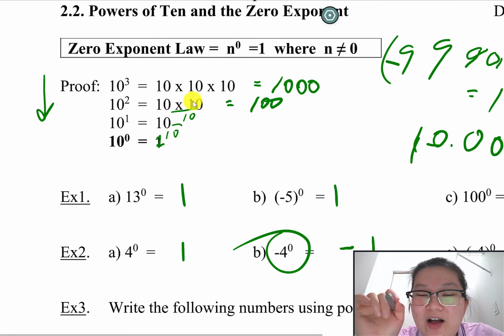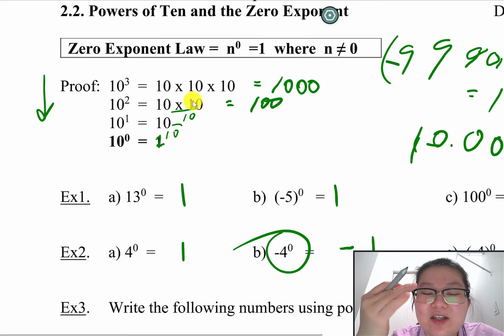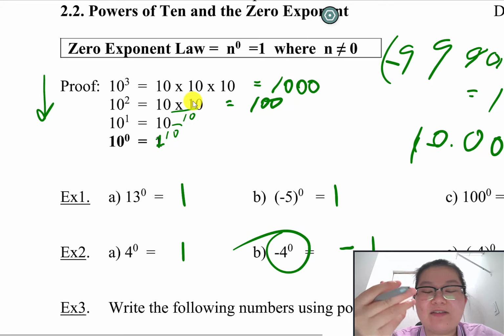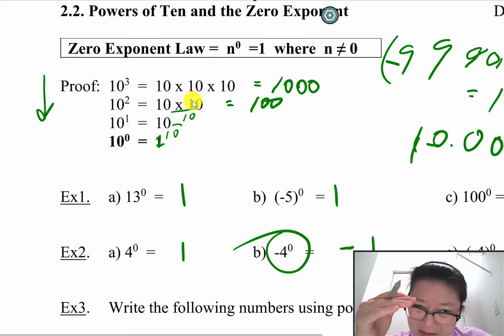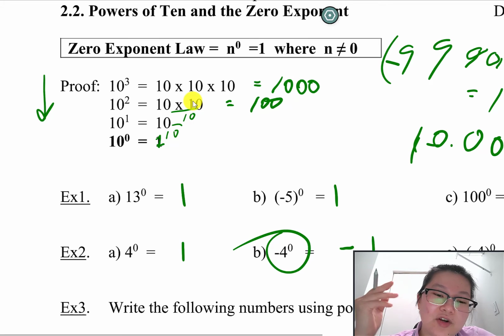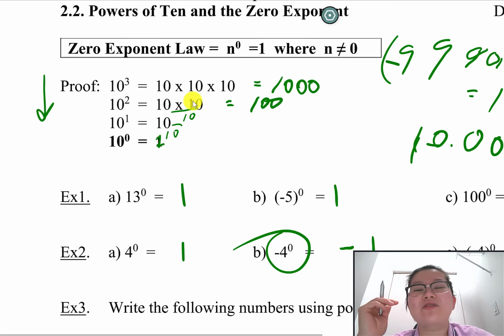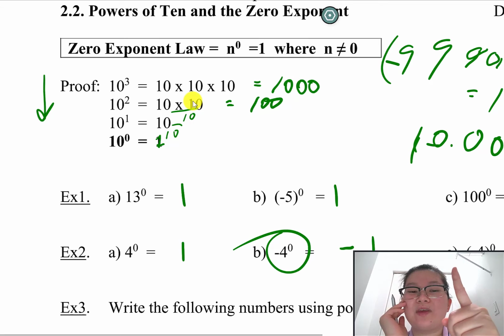Because if we go the other way, the pattern flips. The pattern becomes divided by 10. If instead of multiplying by the base again, we divide by the base. And 0 just means that I take my base and I divide it by itself, and anything divided by itself is going to give me 1, okay?